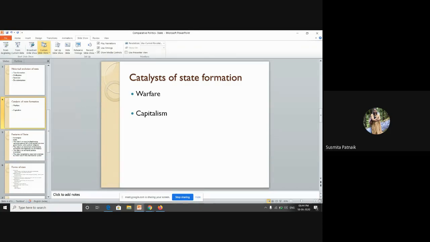The laborer is given only the labor price, say 50% price is given, and the other 50% profit is taken by the owner. So that is called the process of capitalism.